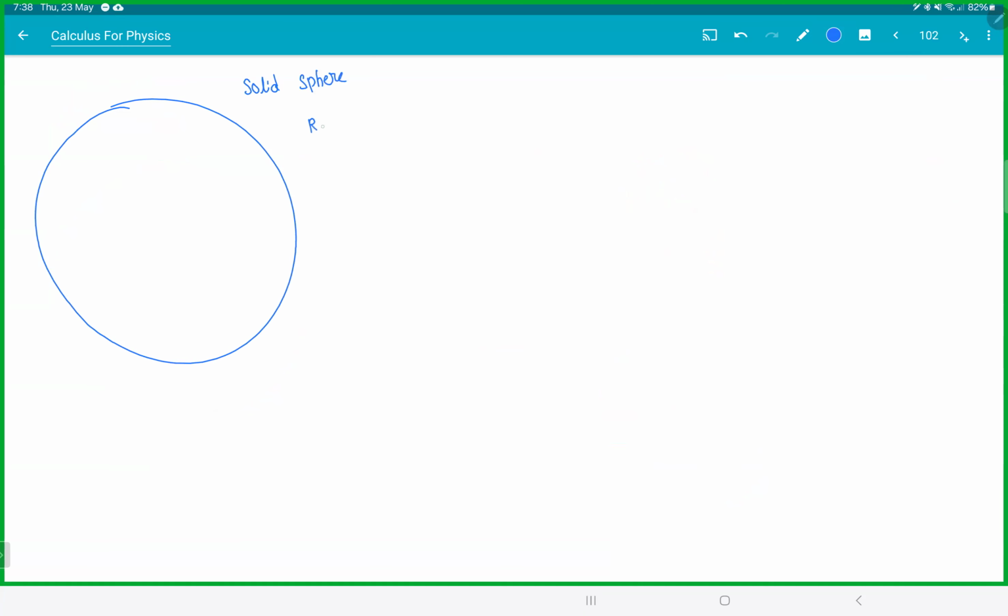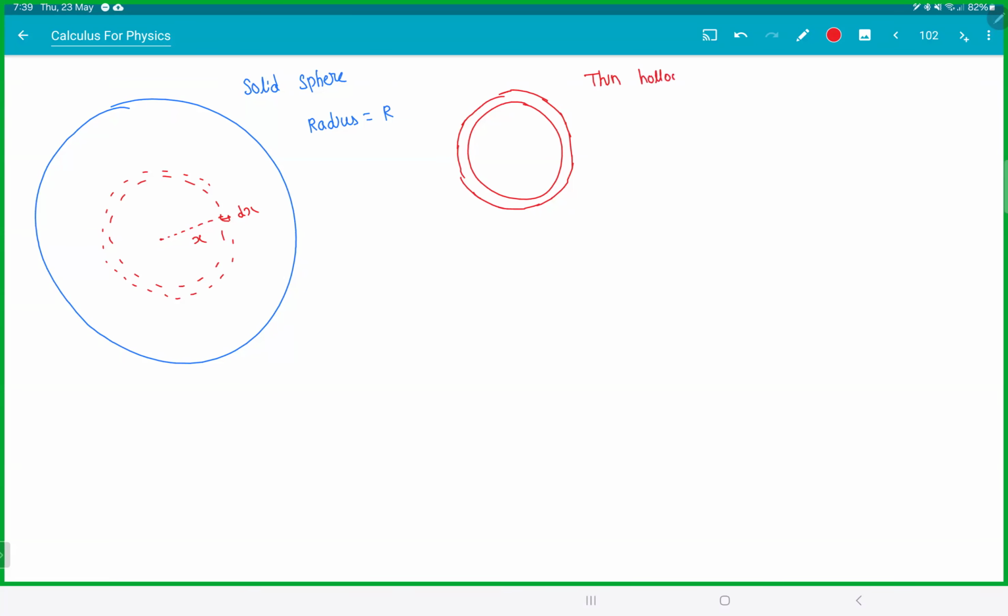Solid sphere, radius r. So again, same story, from the center at a distance x, take a thin shell. Unfortunately, it looks like the drinker thing only, but it is not. Just imagine your plastic ball with air inside. So basically, this is a thin, hollow shell whose radius is x and thickness is dx.